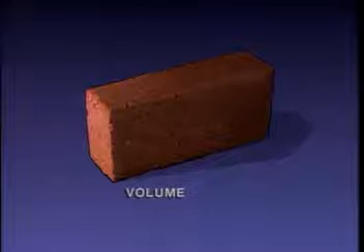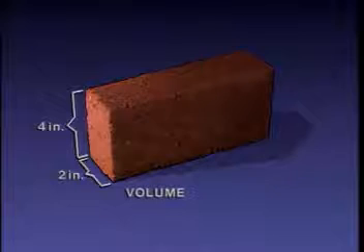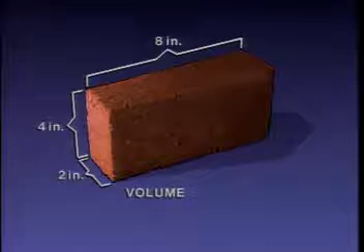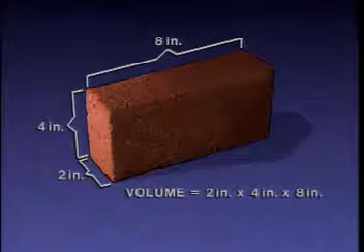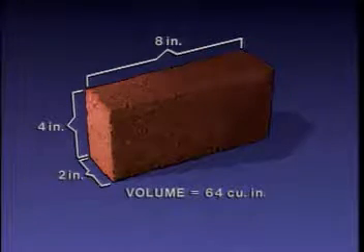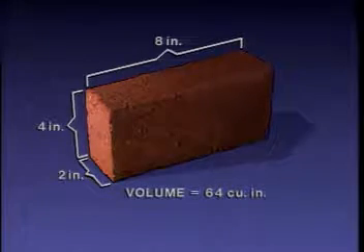The volume of a rectangular solid, like this brick, can be calculated by multiplying 3 length measurements together. As we just saw, this surface is 2 inches by 4 inches. The third measurement is 8 inches. So 2 times 4 times 8 equals 64. Since volume is a three-dimensional measurement, it's usually expressed in cubic units. In this case, cubic inches. Cubic feet and cubic yards are also common units of volume and are calculated the same way.